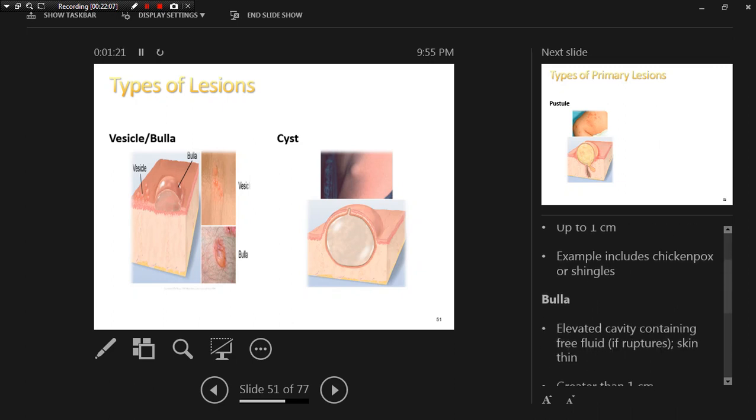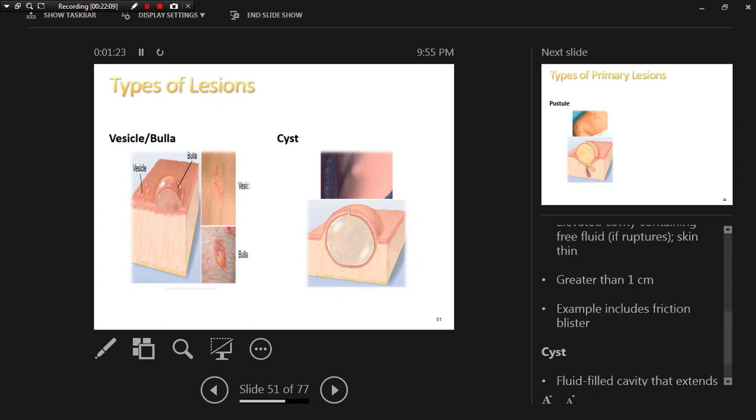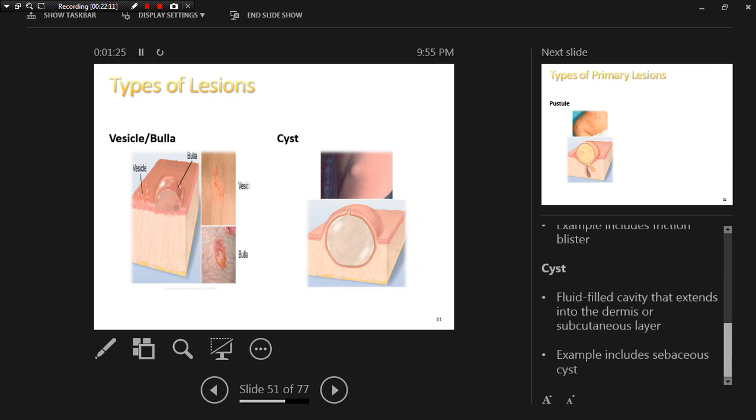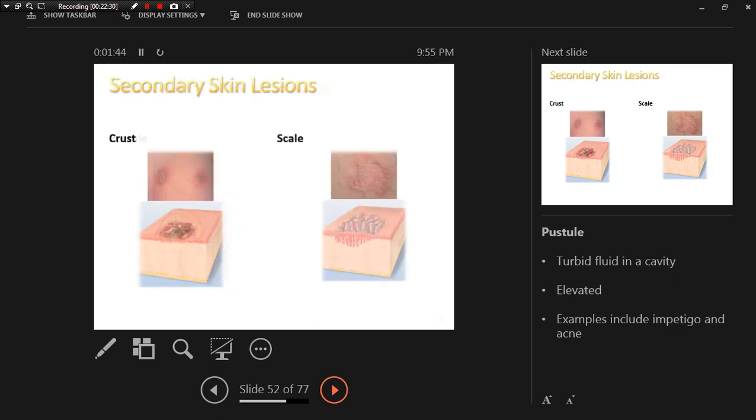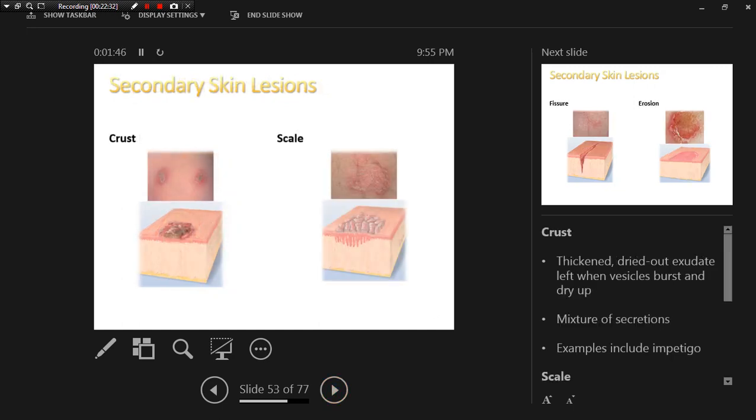We know a cyst is going to be a fluid-filled cavity that extends deeper down into the dermis or the subcutaneous layer. And we obviously think of a sebaceous cyst where there's an accumulation. And then obviously a pustule, there's going to be this accumulation of pus, turbid fluid in the cavity. And so we always think of anything like acne or impetigo. So some of our secondary skin lesions might be a crust. And we might think of impetigo as well.